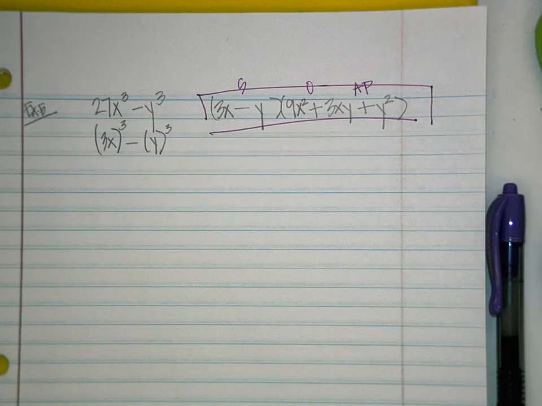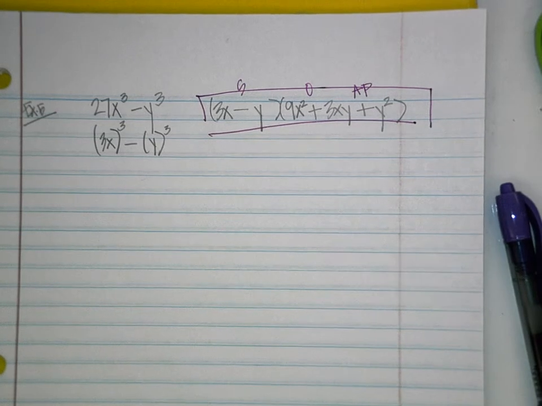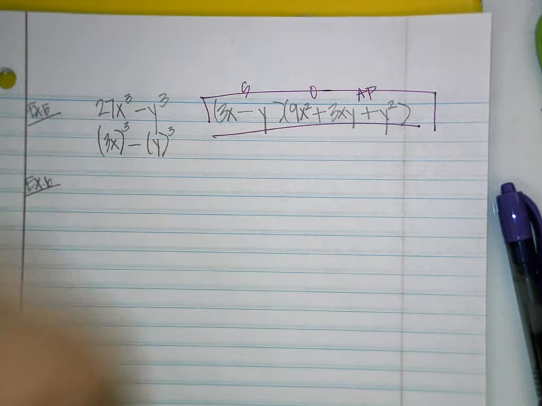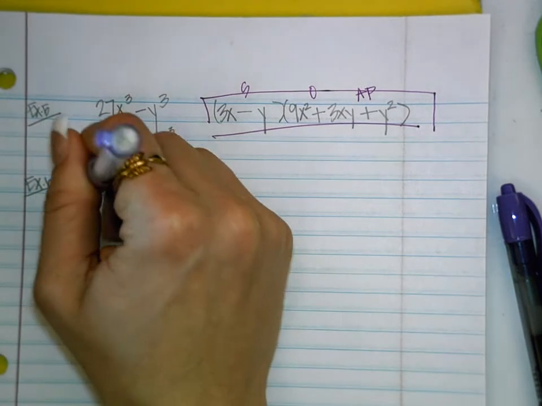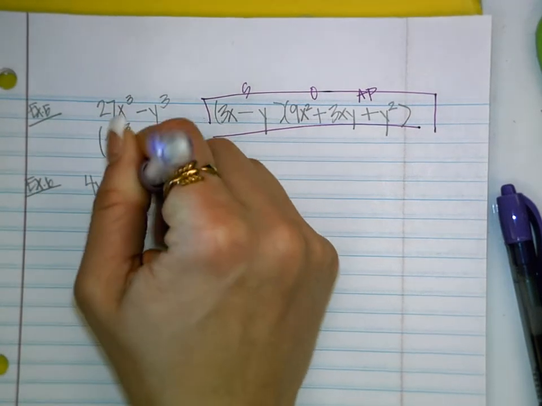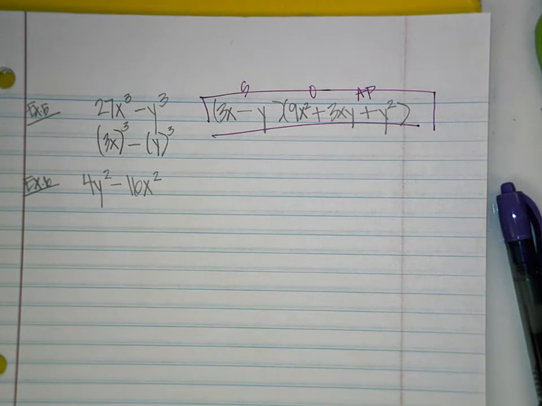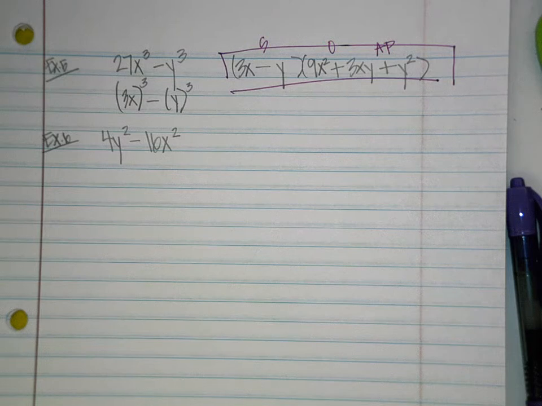Is this hopefully kind of coming back so you remember it a little bit? Hopefully. Okay, number 6. Number 6, I'd like you to factor completely 4y squared minus 16x squared. I'd like you to try that one on your own, and then we'll check answers in just a minute.